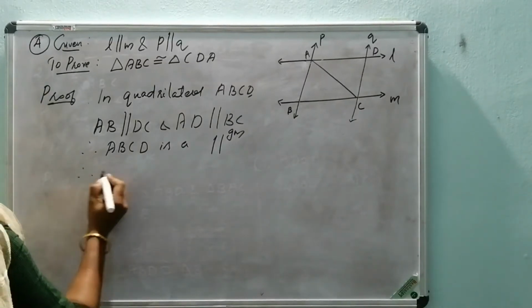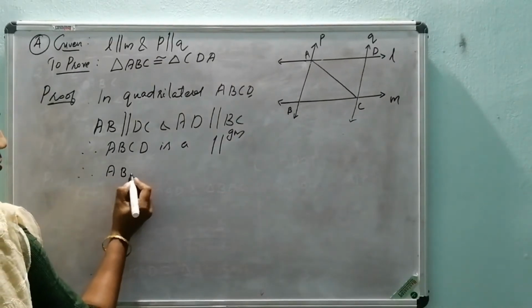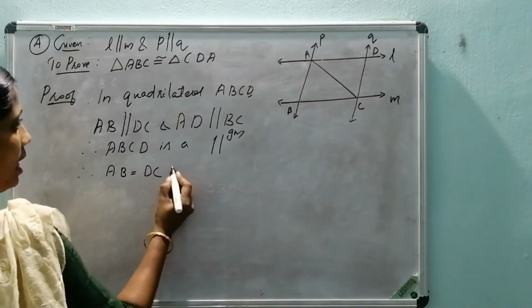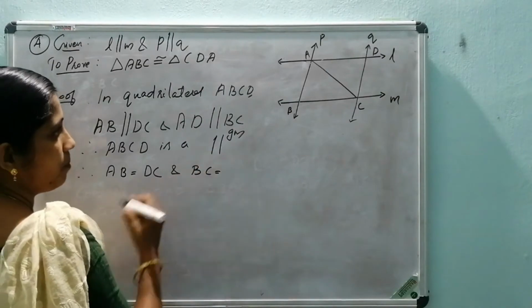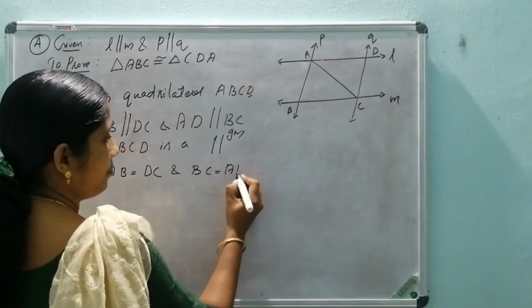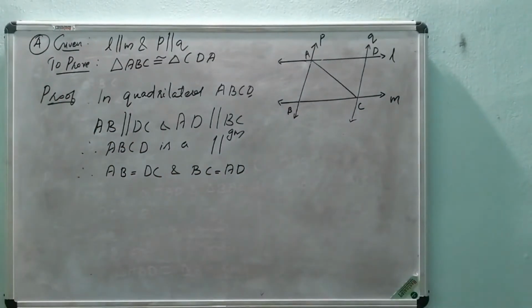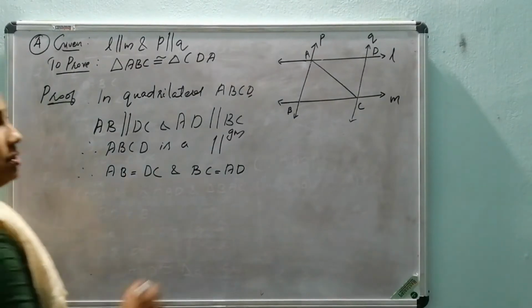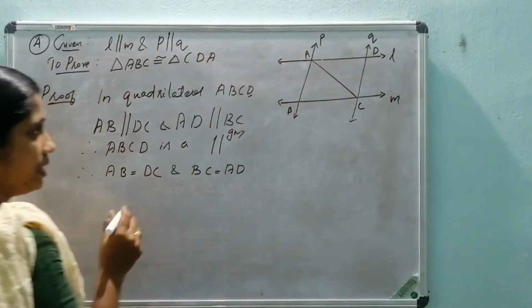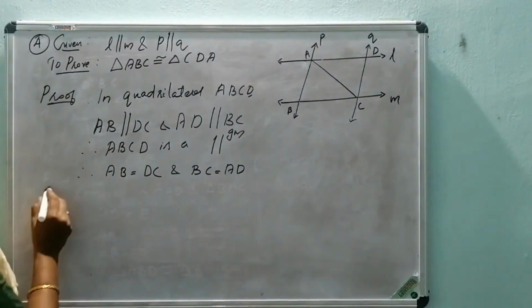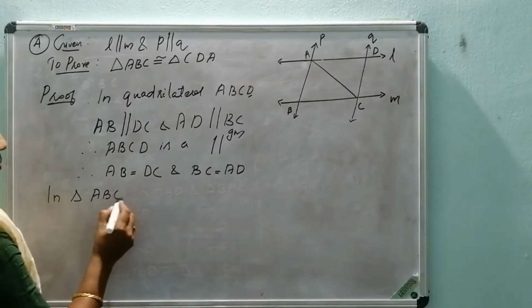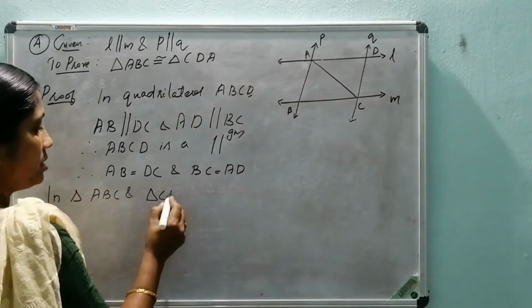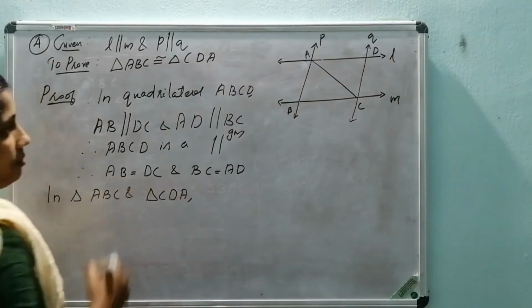Therefore, AB is equal to DC and BC is equal to AD. Okay, so we got that two sides are equal. Then we can consider the triangles. In triangle ABC and triangle CDA, what can we say?